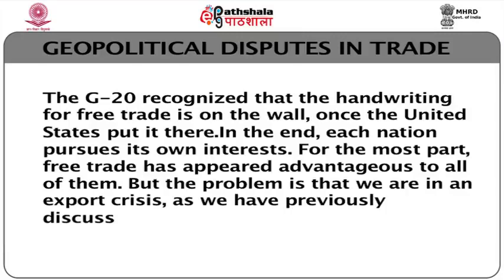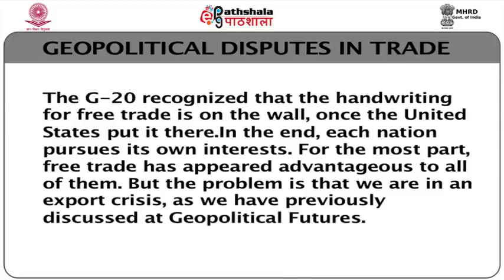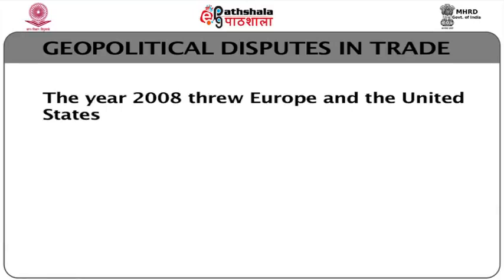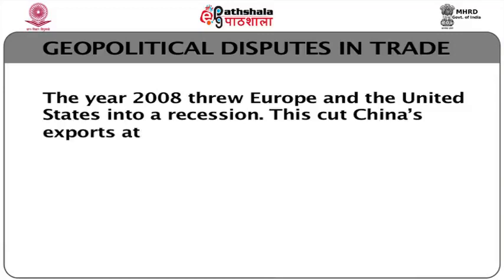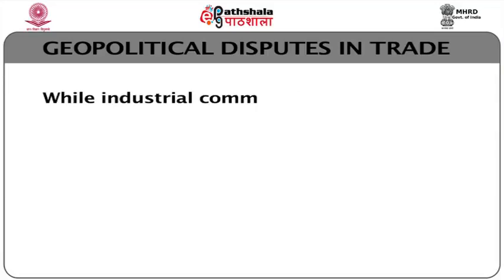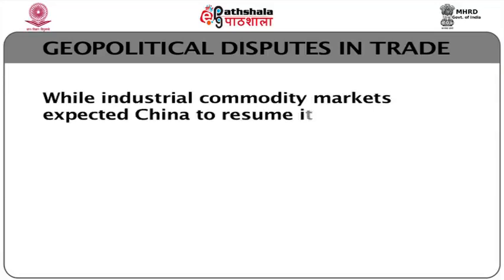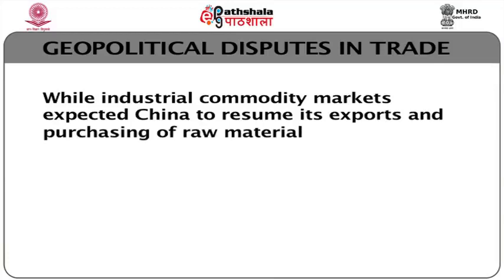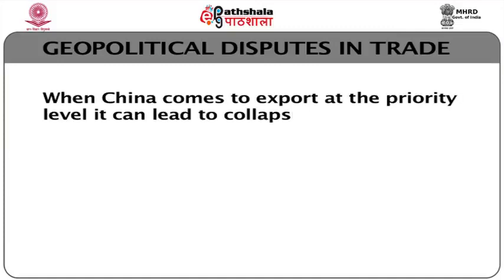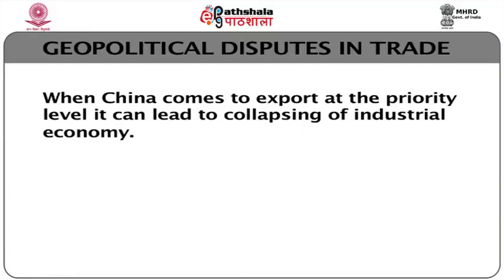But the problem is that we are in an export crisis, as we have previously discussed in Geopolitical Futures. The year 2008 threw Europe and the United States into recession. This cut China's exports at a time when other countries were becoming increasingly competitive. While the industrial commodity market expected China to resume its exports and purchase raw materials, prices remained high. When China comes to export at the priority level, it can lead to the collapse of the industrial economy.